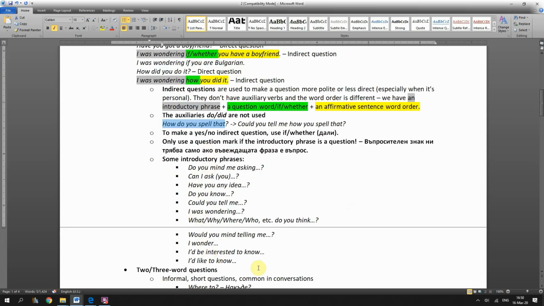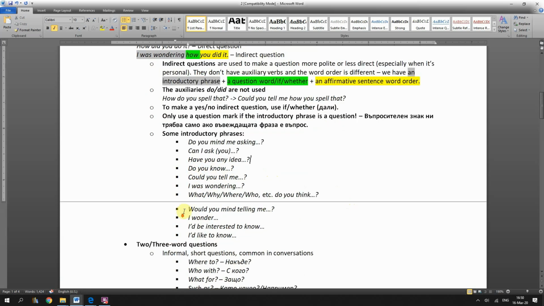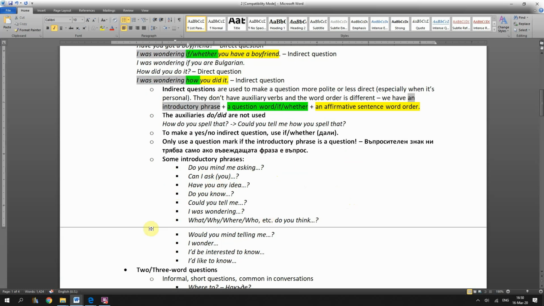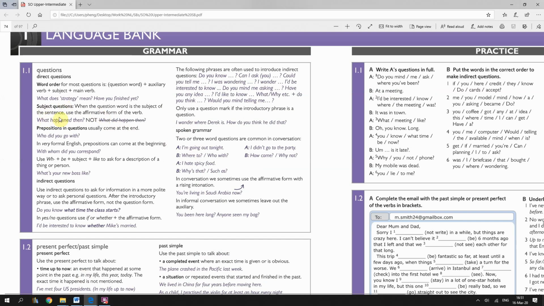Here are some introductory phrases, but be careful with the punctuation. You only have a question mark if this is a question. You will see other such phrases in your books, in the grammar pages, 128 on the left here. You will notice that some of them have a question mark, others don't.